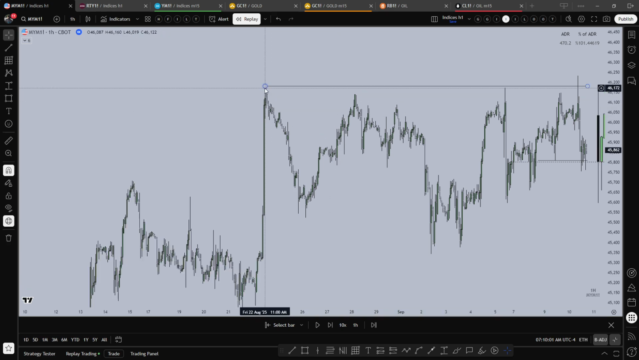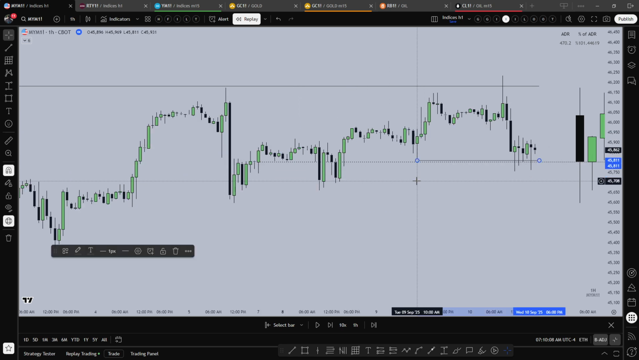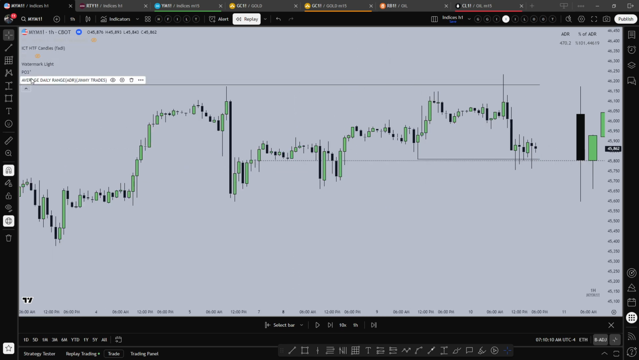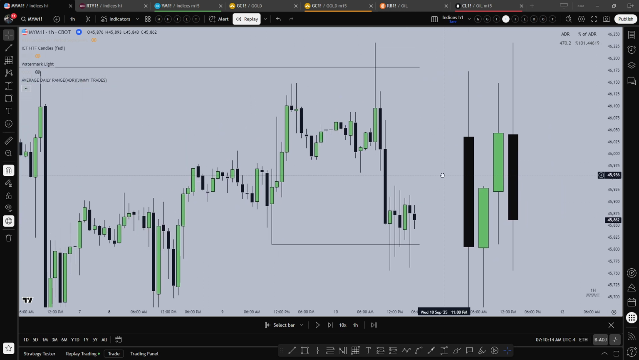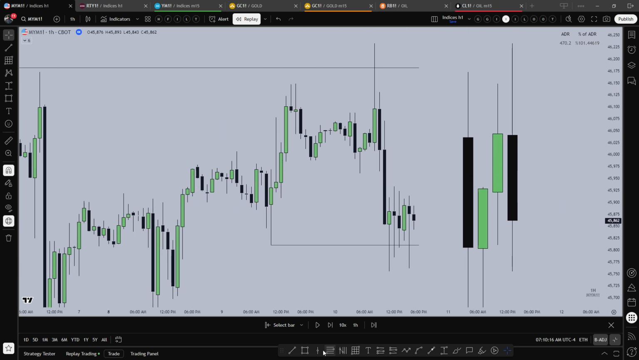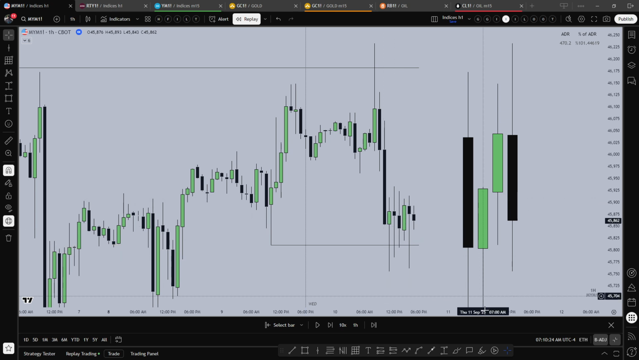This was the range high, and this was previous day low. Let me turn off the indicators. If I put out Tuesday, Wednesday, yeah, Wednesday's daily candle, nothing relevant till there, and it was CPI if I'm not wrong.